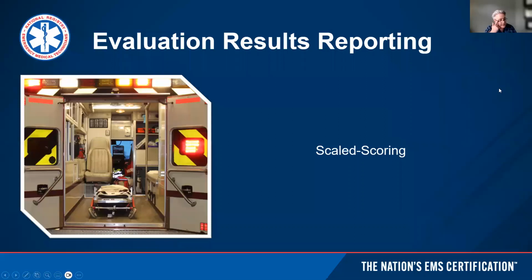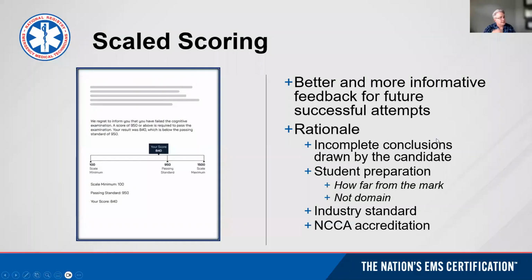And then finally, the last topic, and we've got lots of time for questions, is this concept of scaled scoring. So very soon here this summer, and I'll show you the timeline on the next slide, Registry will be moving away from the domain level scoring and moving towards this concept of scaled scoring.